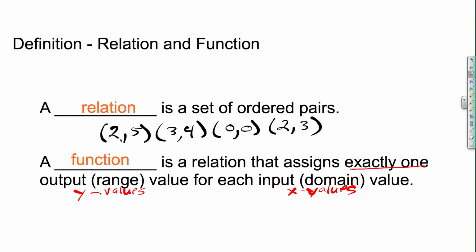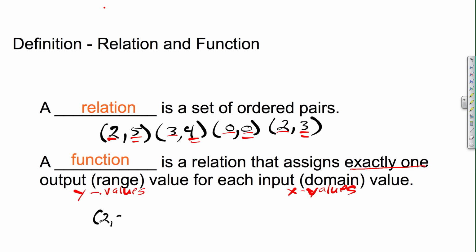So in our relation up here, we have x values of 2, 3, 0, and 2. Then we have y values of 5, 4, 0, and 3. Since 2 is repeated in this relation, this particular relation is not a function by definition. So we could change that relation a little bit.